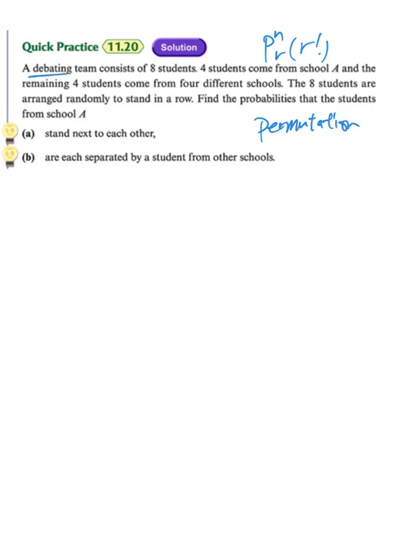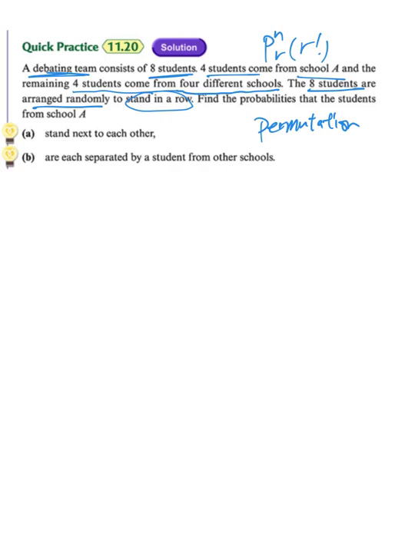It's talking about the debate team, a very strong team in EC, both Chinese and English. It consists of 8 students: 4 students coming from school A, and the remaining 4 students come from 4 different schools. I think this is an imaginary situation, especially in the secondary school. Or you can talk about the Hong Kong team, where they are coming from different universities and then becoming a Hong Kong debate team. So the 8 students are arranged randomly to stand in a row, or maybe they are taking a photo, standing in a row.